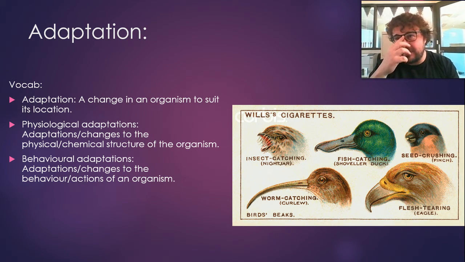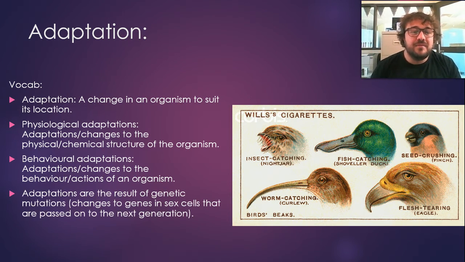So, for example, there are adaptations in kangaroos that make them want to hang out at dusk and dawn and not so much during the middle of the day or the nighttime. But adaptations are the result of genetic mutations, so changes in genes, in the sex cells of a plant or animal. This is what allows them to be passed on to the next generation.